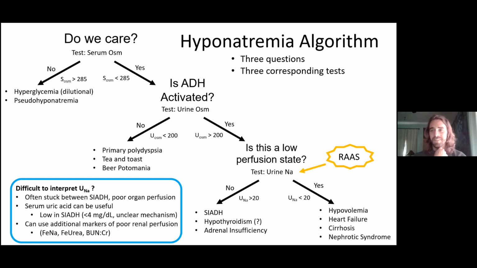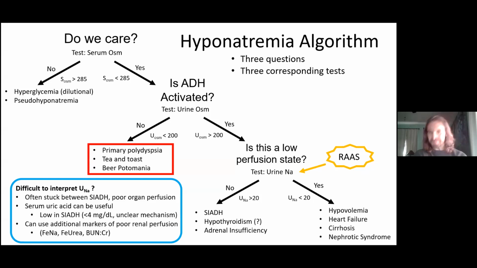I will pause here, see if there's any questions. I know this is our standard algorithm. Maybe some of these pearls on the left are useful. But next we're about to dive into the ADH independent causes. So the primary polydipsia, tea and toast, and beer potomania. But before we do that, just wanted to pause. All right, we're gonna keep going.